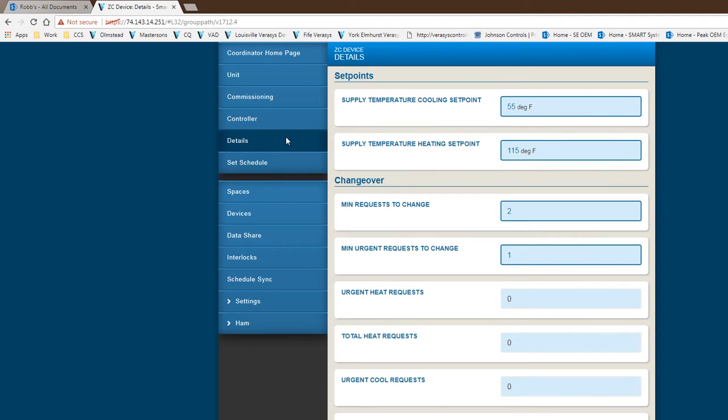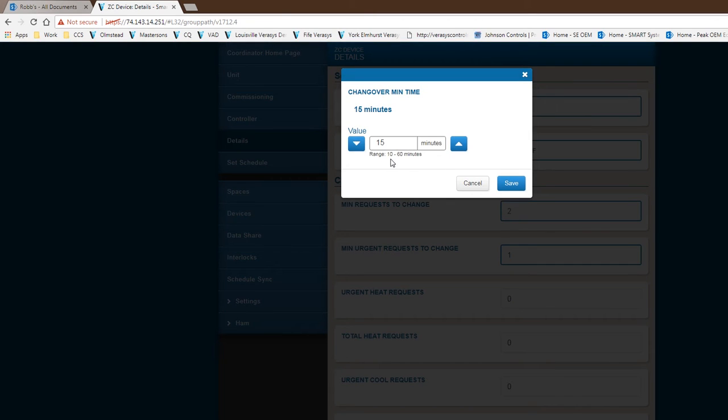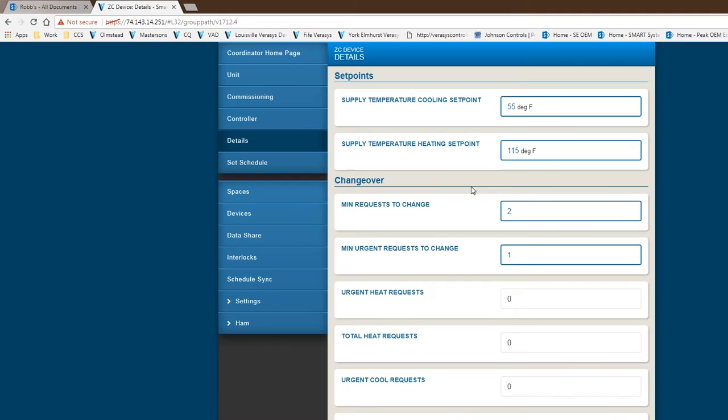Details is really getting you a little bit more information about what our actual voting is doing throughout the system. As far as this area right here, it gives you how many votes are in the system right now. We have one cool in the system right now. We have a minimum changeover timeout between when it goes from heat to cool, which is set to 15 minutes. You could go as low as 10 or as high as 60 minutes.